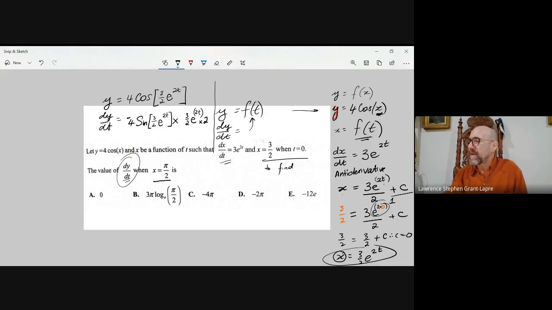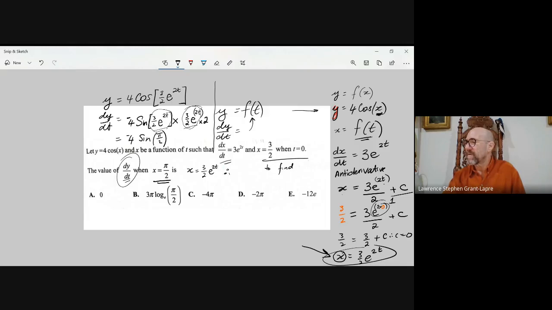Now we want the derivative when x equals pi over 2. Now there's no x in this formula, but we do know that x equals 3/2 e to the 2t. So there's still an x in that position. We could still put our x back here, and there's x again. So dy/dt is simply negative 4 sine, there's x. That's x equals pi over 2, and x equals 3/2 e to the 2t.